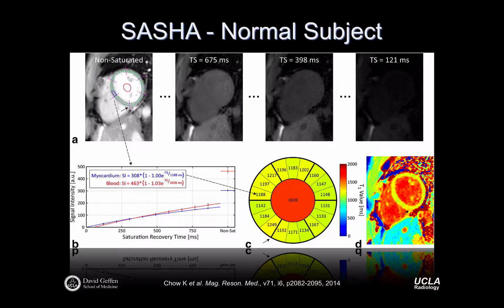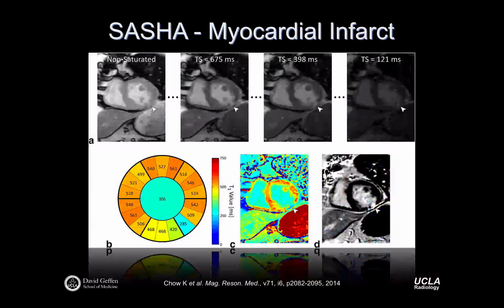What is the TS? It's the saturation time. So you play the saturation pulse, and then you wait 600 milliseconds or 120 milliseconds, and then read out. Yeah. So in the normal case, that's maybe not especially interesting. The second example here is what happens in the case of a patient that has an infarct.